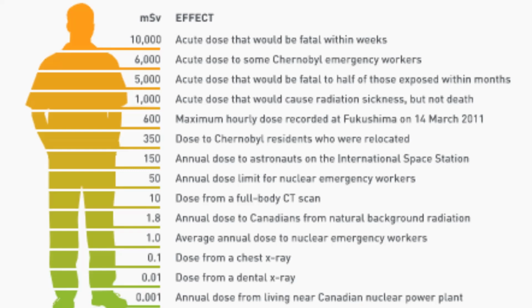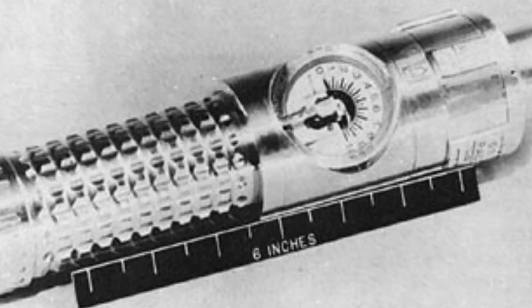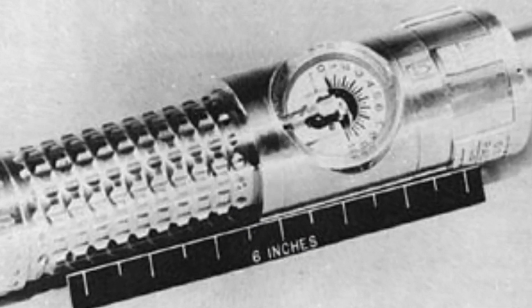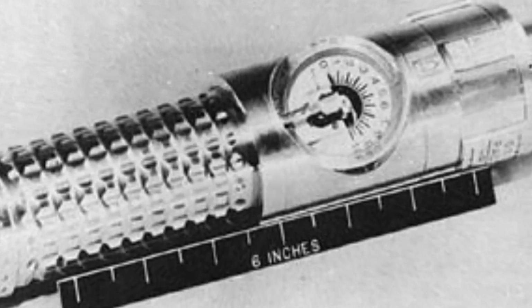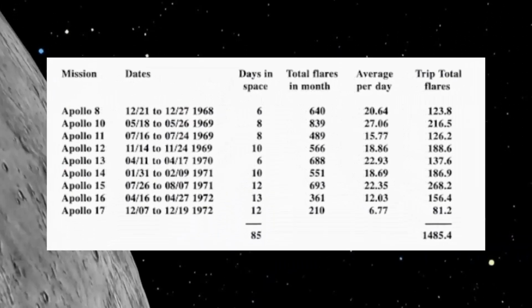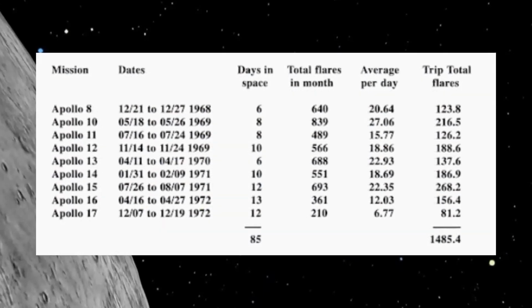And when using figures such as 0.1 millisieverts or 1 sievert, you still use the Q factors 1 to 20 to multiply them. Dose rate. A dosimeter is used to measure the dose rate, usually in millisieverts per hour. The Apollo astronauts were supposed to have carried a dosimeter on board. Although average dose rates for the Apollo astronauts have been released, individual dose rates remain classified.